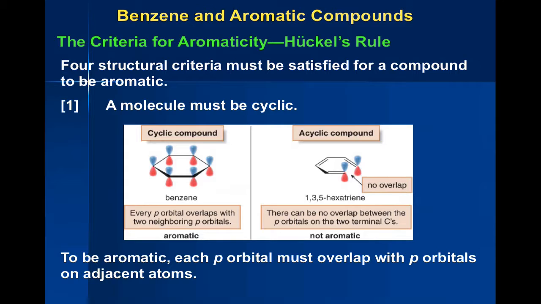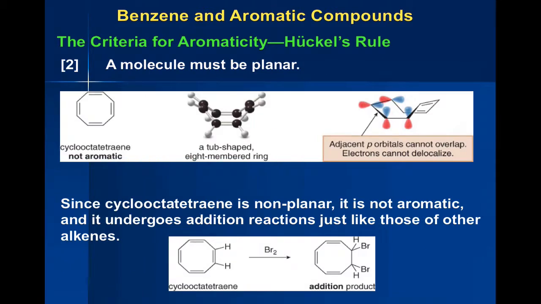The reason it has to be cyclic is because all these orbitals have to overlap. And the only way that can happen is if it is a cyclic molecule, okay? So benzene, of course, they're not showing the double bonds here, but benzene would be aromatic. This molecule, even though it kind of looks like it, isn't aromatic because it's not cyclic. It's acyclic. That's rule number one.